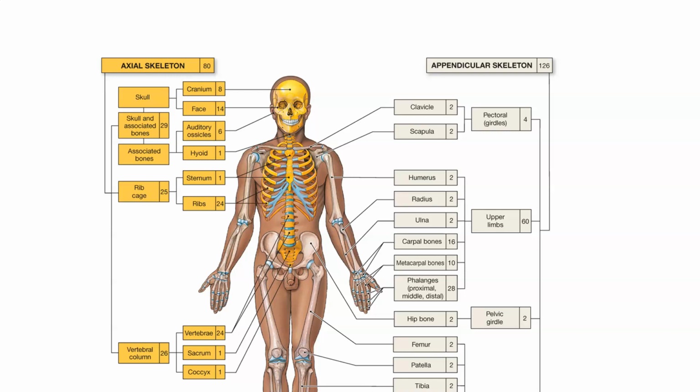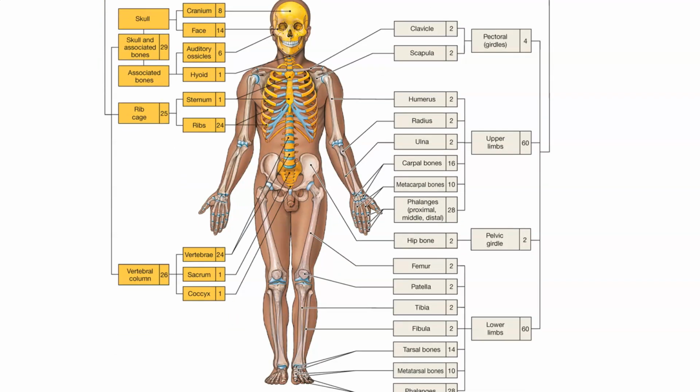Now, for the bones of the appendicular skeleton, we start with the collarbone, the clavicle, and the shoulder blade, the scapula. They form the pectoral girdles. Then the humerus is the upper arm bone, and then you have the radius and the ulna. To remember where they're located, the radius will always be on the same side as the thumb. The carpal bones are the wrist bones. Then we have the metacarpals and the phalanges: the proximal, middle, and distal phalanges. The distal phalanges are at your fingertips.